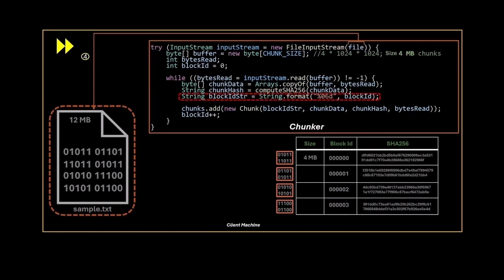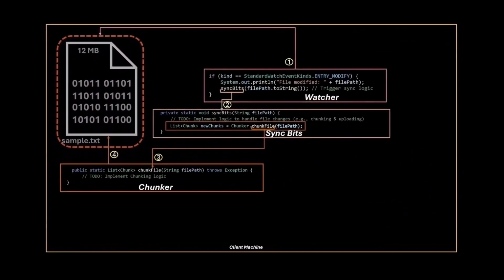So now let's fill the size for these blocks. Once the table has been filled with the chunk data, that means once the chunking is done, all the chunk objects have been created and added to the chunks list. The chunker service then sends that list of chunks back to the sync service.